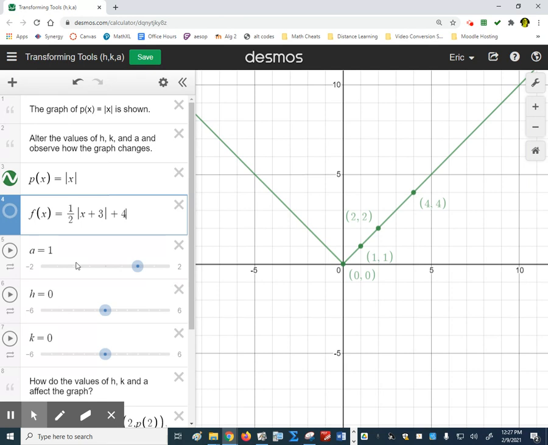Everybody tell me what I'm doing there with f of x. What's it doing to my parent graph? Type it in chat, please. Got one answer. I need 18 more. Make a guess here.